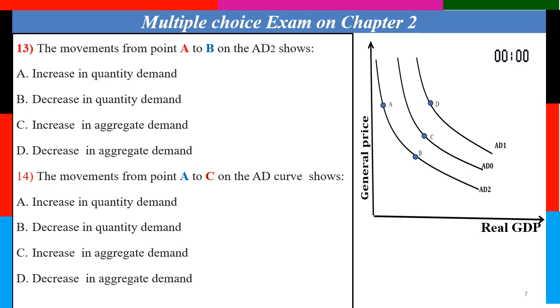Correct answer is A. Movements from point A to B, it shows there is an increase in what? The quantity demand. Here at this point we have the price and again the quantity. At point B there is another price and again another quantity.